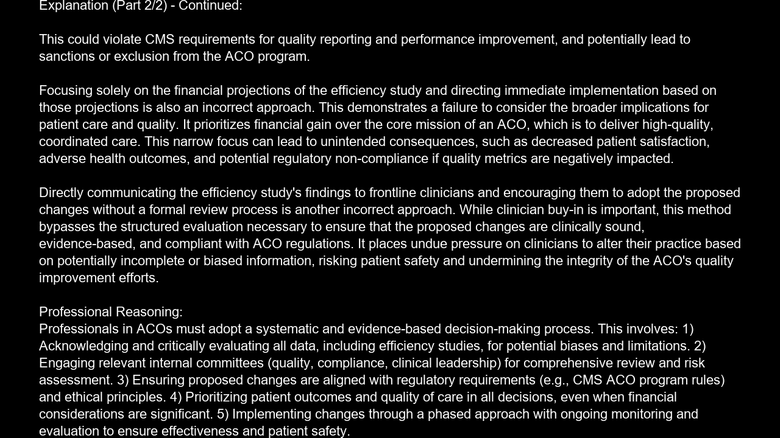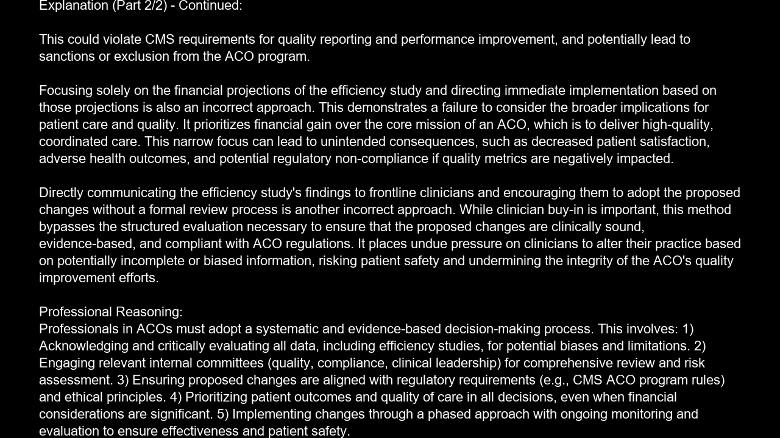Focusing solely on the financial projections of the efficiency study and directing immediate implementation based on those projections is also an incorrect approach. This demonstrates a failure to consider the broader implications for patient care and quality. It prioritizes financial gain over the core mission of an ACO, which is to deliver high-quality, coordinated care. This narrow focus can lead to unintended consequences, such as decreased patient satisfaction, adverse health outcomes, and potential regulatory noncompliance if quality metrics are negatively impacted.